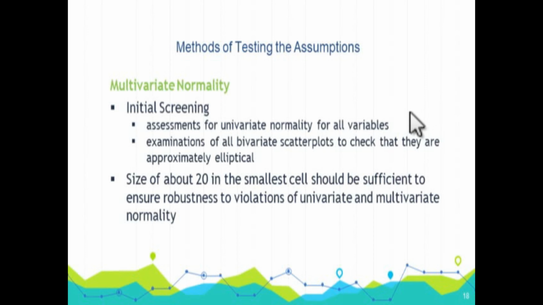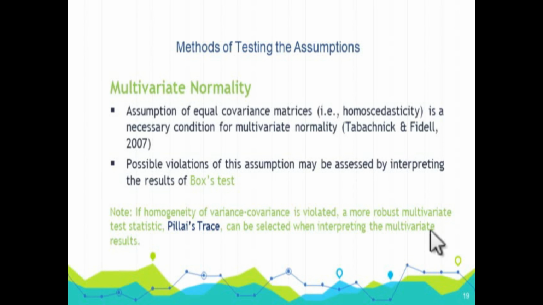Multivariate normality is a difficult entity to describe and even more difficult to assess. That's why for the initial screening, it is very important to assess the univariate normality for all variables. At the same time, there should be an examination of all bivariate scatter plots to check that they are approximately elliptical. Remember, a size of about 20 in the smallest cell should be sufficient to ensure robustness to violations of univariate and multivariate normality. The assumption of equal covariance matrices is a necessary condition for multivariate normality.